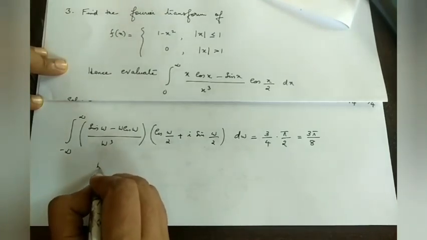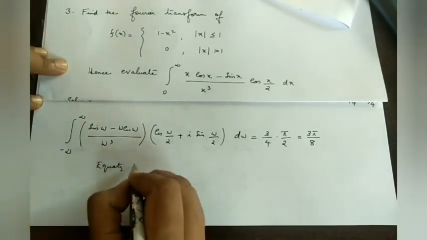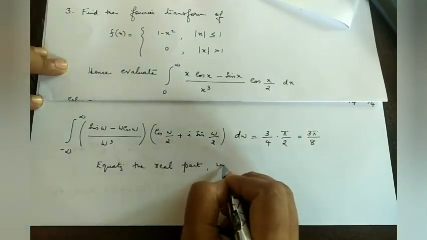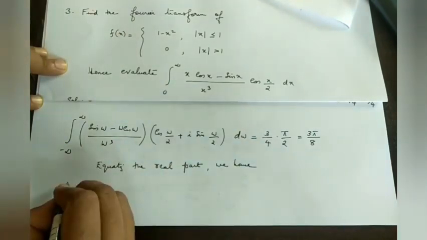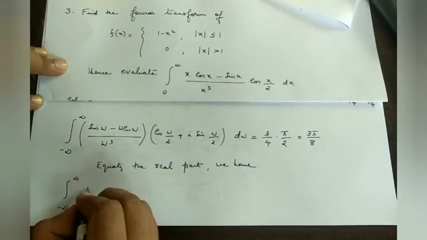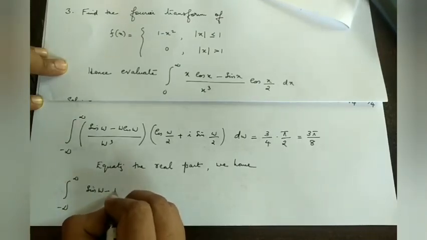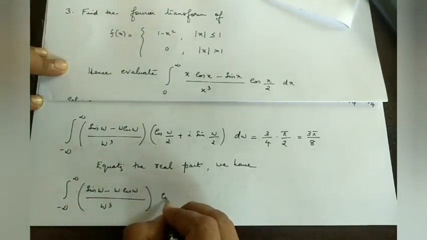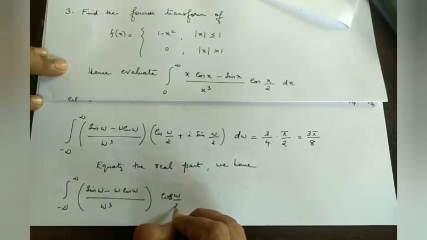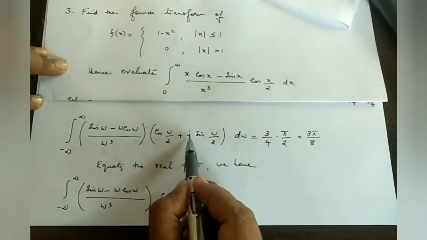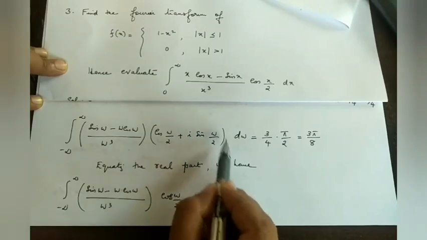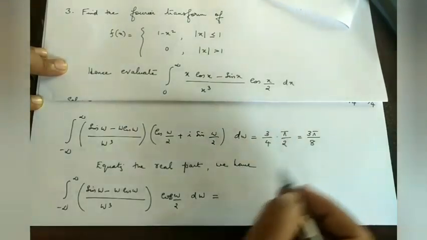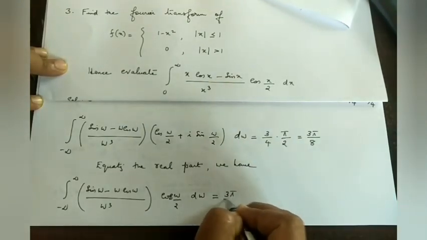For that, equating the real part on both sides, we have integral from minus infinity to infinity (sin omega minus omega cos omega) by omega cube into cos omega by 2. Here the real part is cos omega by 2 plus i into sin omega by 2 is the imaginary part. Therefore, we will not consider it. Cos omega by 2 d omega is equal to, the value is the same, 3 pi by 8.